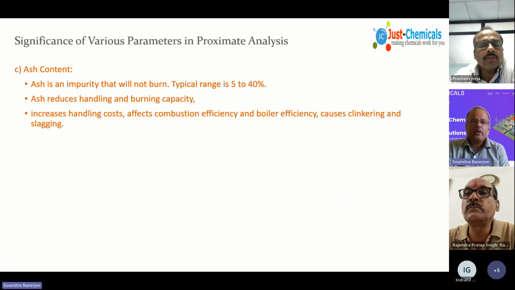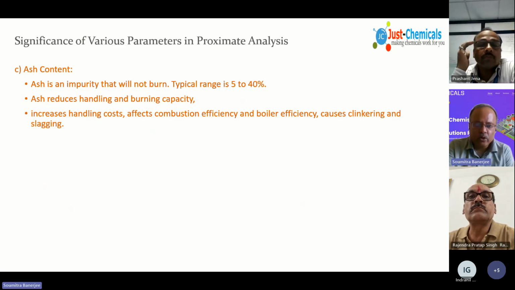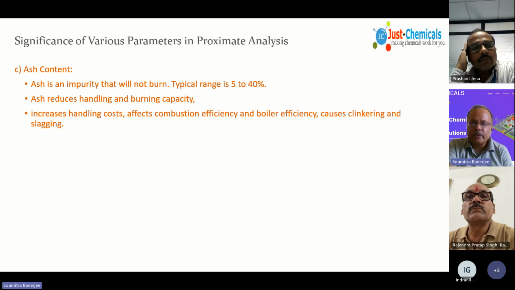So that typically ranges from 5 to 40%. It depends on the cleaning and washing of coal as well. Ash reduces the handling and burning capacity, increases handling cost, and affects the combustion efficiency and boiler efficiency.